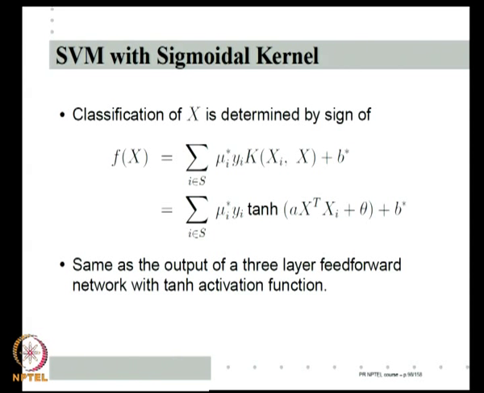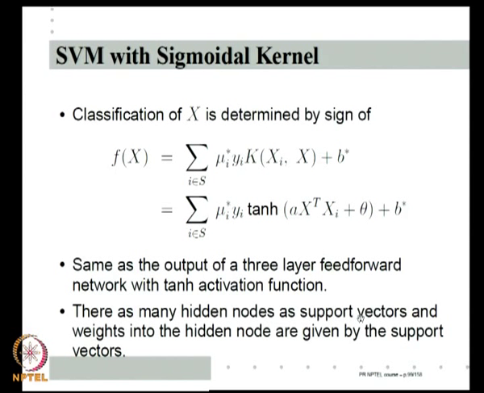So, this is the same as the output of a 3-layer feed-forward network with one output node, and tan hyperbolic activation function for all the hidden nodes, whereas a linear activation function for the output node. Essentially, there are as many hidden nodes as there are support vectors, and the weights into the hidden node are given by the support vector. So, see, in our sigmoidal neural network, one thing that we did not know how to choose is the number of hidden nodes.